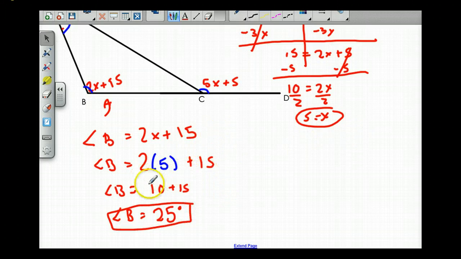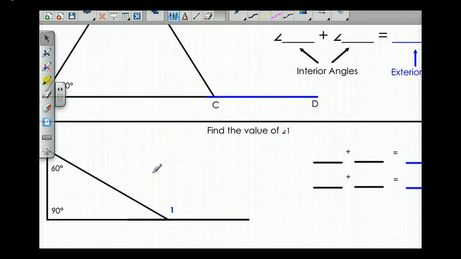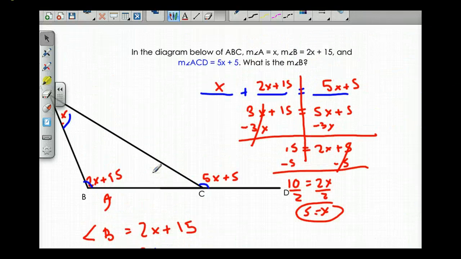Okay, that does it for this lesson. It's a good thing just to remember: if you want to set up an equation, know what information you have and make your equation from there.